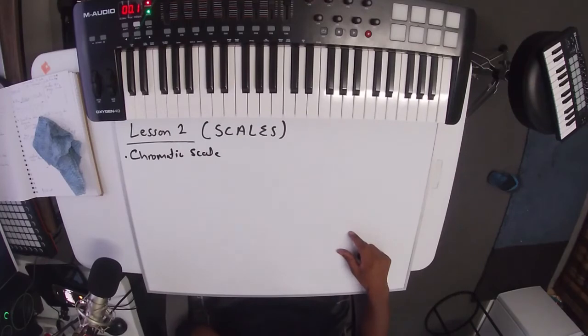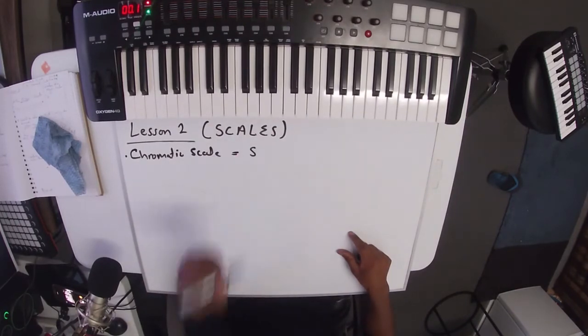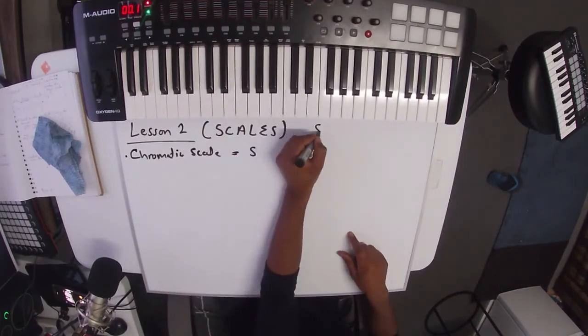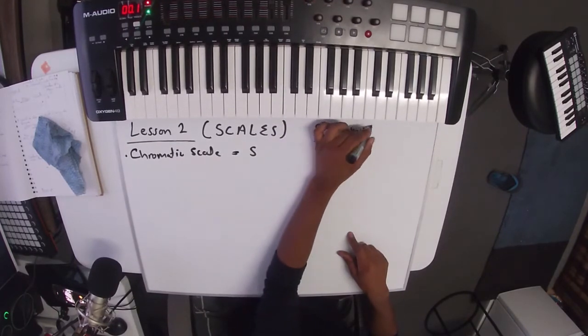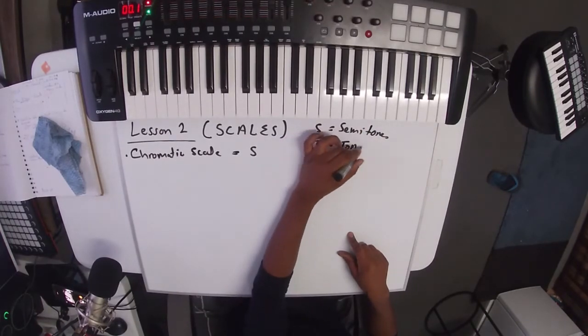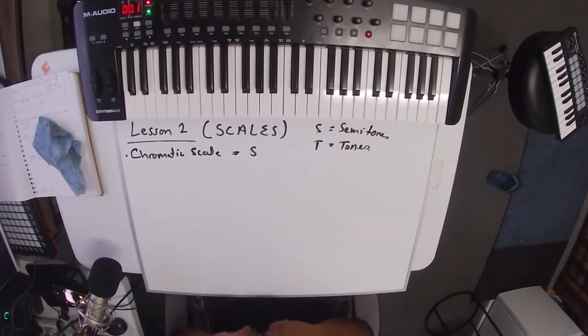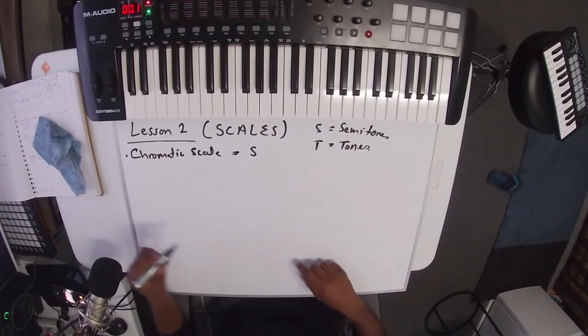The chromatic scale, it's a very easy scale. It just consists of semitones, right? So this one, you just use semitones. Actually, let me say S will be for semitones, and T will be for tones. S for semitones, T for tones, right? S, chromatic scale. So what does that mean?